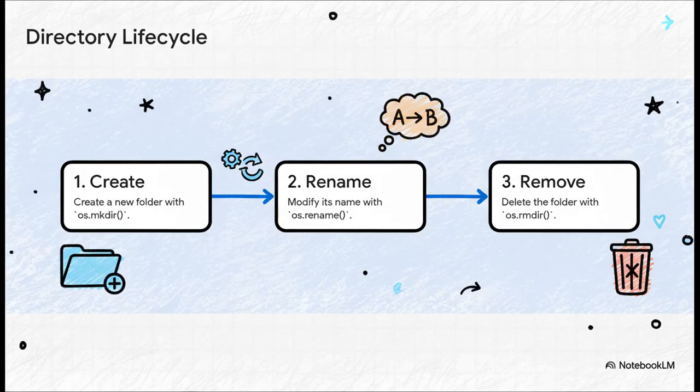And it's not just about looking around either. You get total control over the lifecycle of a directory. You can create a brand new folder with os.mkdir, you can change its name with os.rename, and then, when you're all done with it, you can just get rid of it with os.rmdir. This is exactly how you can automate things like setting up new project folders or cleaning up temporary data.